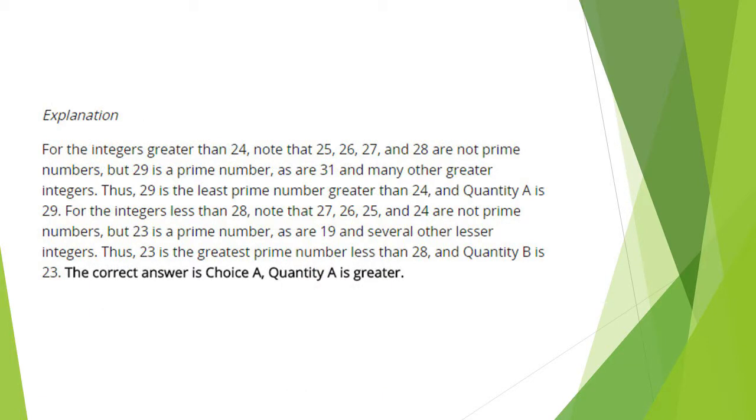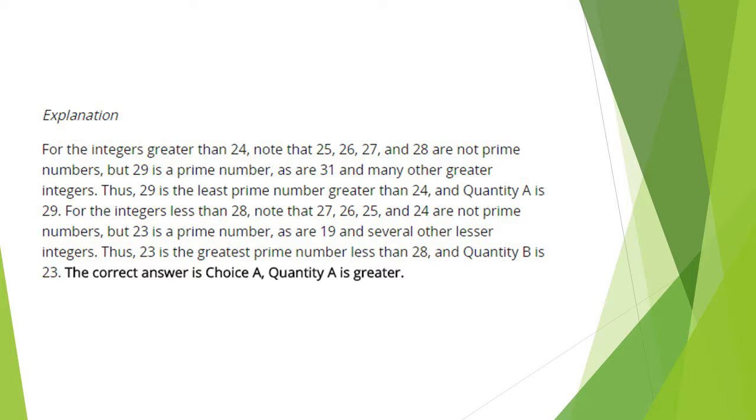The correct answer is choice A. Quantity A is greater. For the integers greater than 24, note that 25, 26, 27, and 28 are not prime numbers, but 29 is a prime number, as are 31 and many other greater integers. Thus, 29 is the least prime number greater than 24, and quantity A is 29.